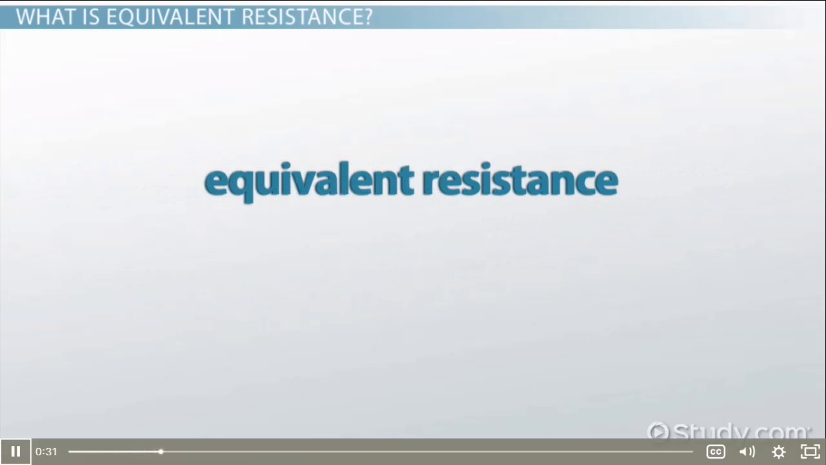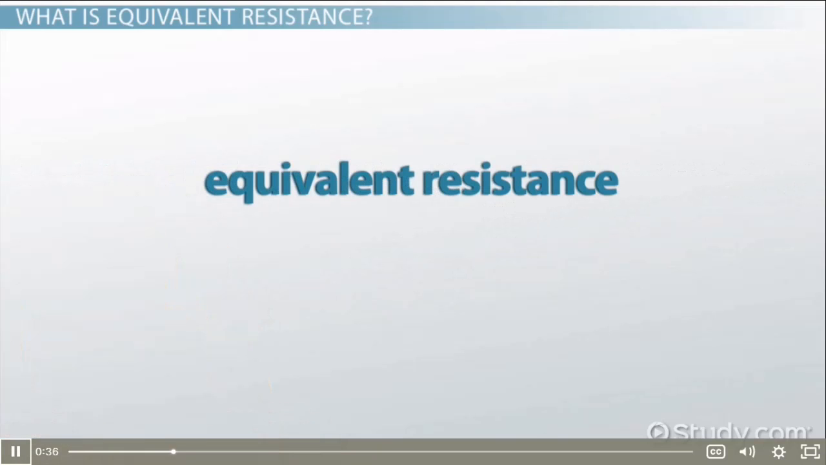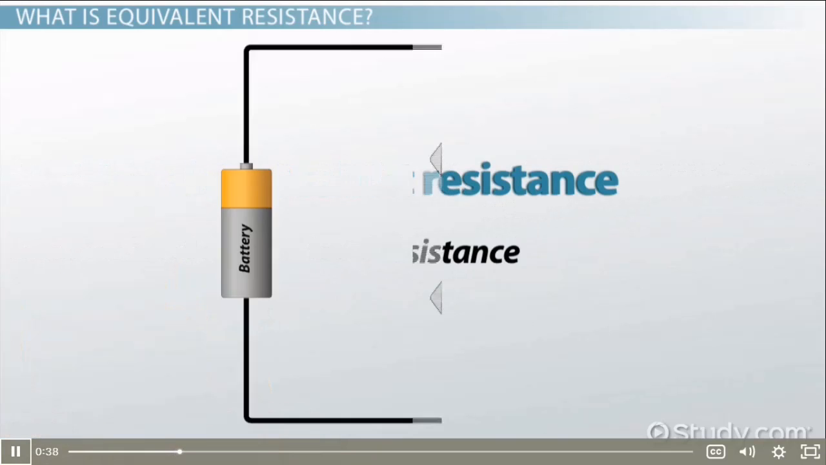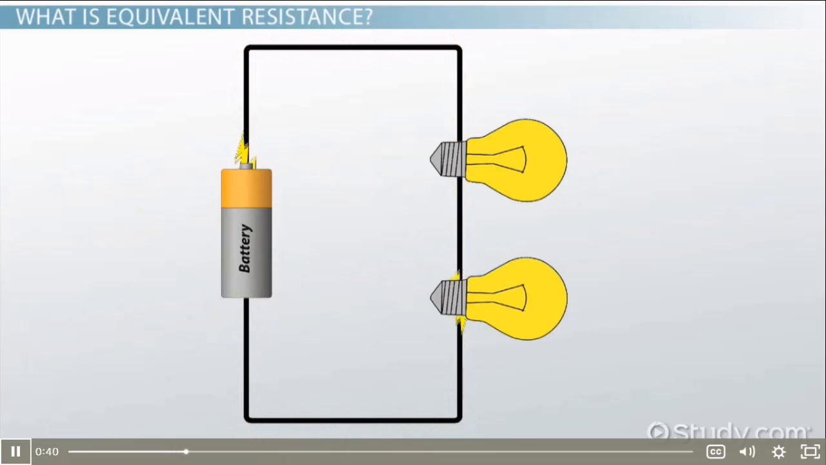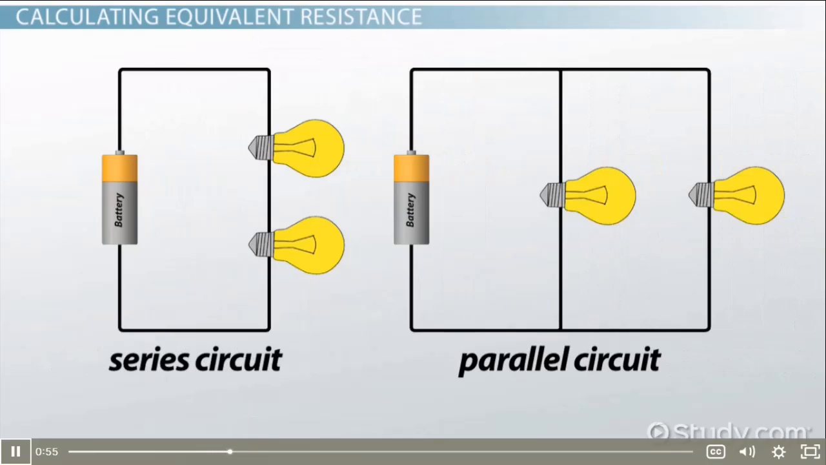Equivalent resistance may sound like a complex term, but it's really not. It's just a fancy way of saying total resistance. When you have a circuit with more than one component in it, we need to have a way of calculating the total effective resistance of the whole circuit, or of one part of the circuit. The way we calculate equivalent resistance depends on whether we're working with a series or a parallel circuit.